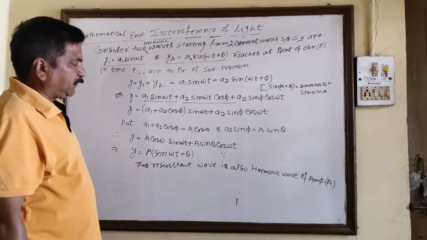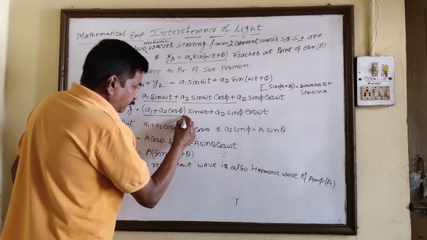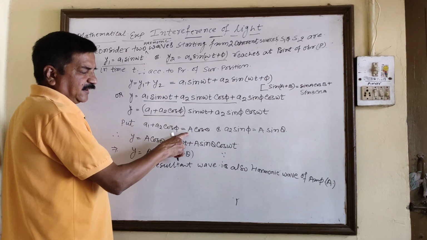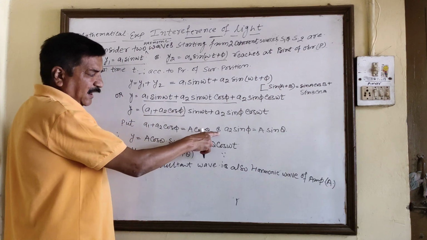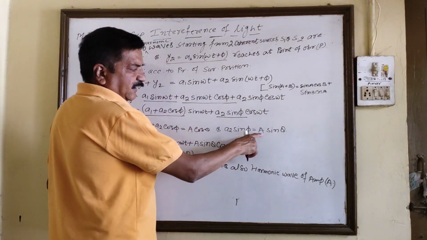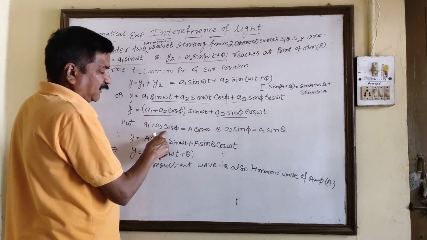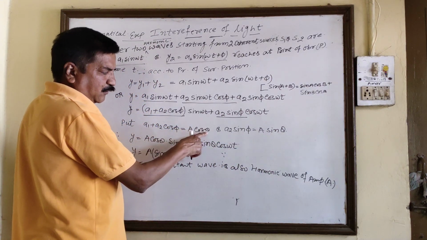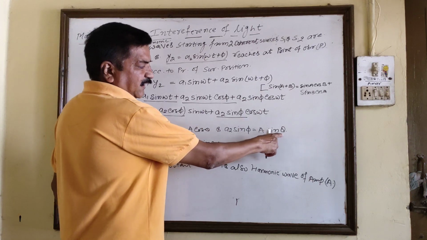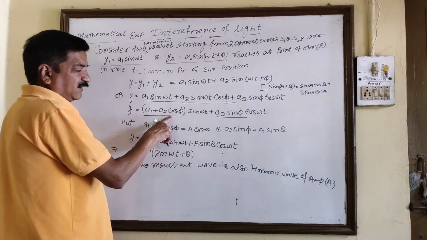Now we have to substitute some values here, in which this value a1 plus a2 cos phi is taken as A cos theta, and this a2 sin phi term is taken as A sin theta. Sorry, here a1 plus a2 cos phi is equal to A cos theta and a2 sin phi is taken as A sin theta. Now we will substitute both these values in this equation.